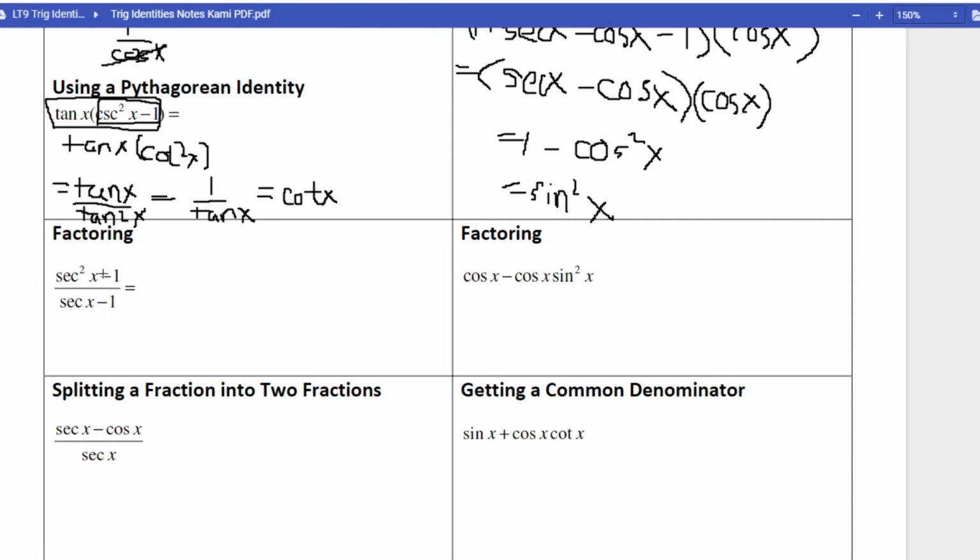Okay, so let's go over here. We have here secant squared of x minus 1 divided by secant of x minus 1. So we can use the difference of squares here, secant squared of x minus 1, to factor along the top, and that'll give us secant of x minus 1 times secant of x plus 1, divided by secant of x minus 1. And what we can do is we can cross these out.